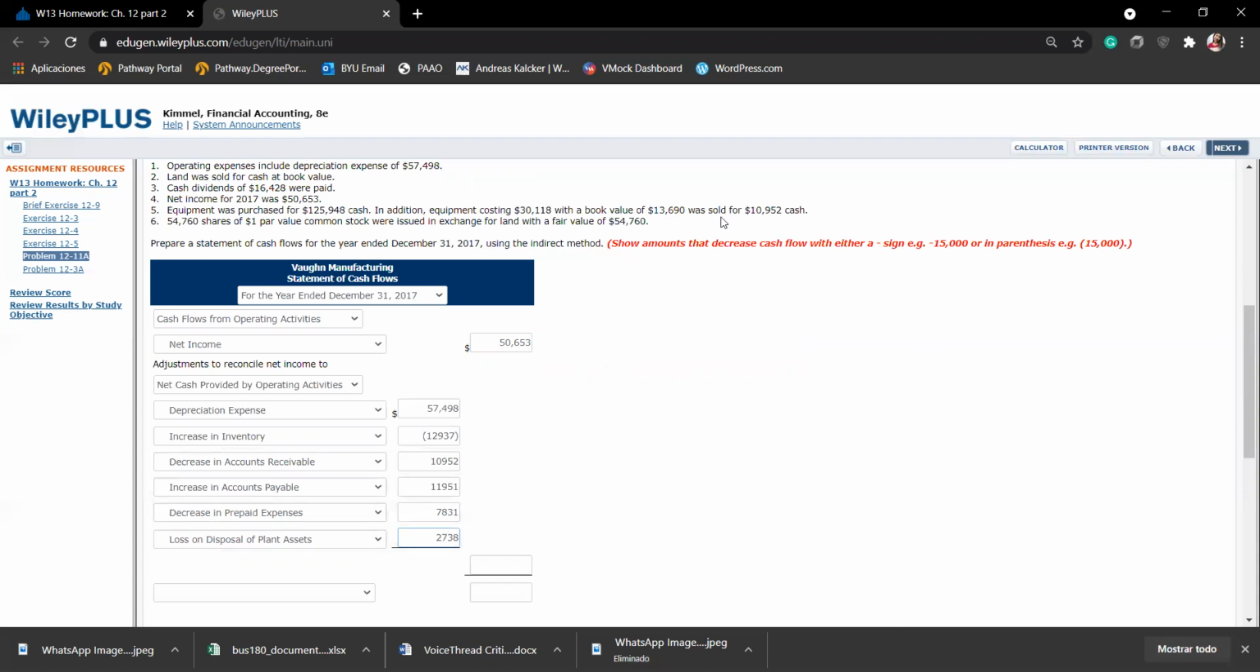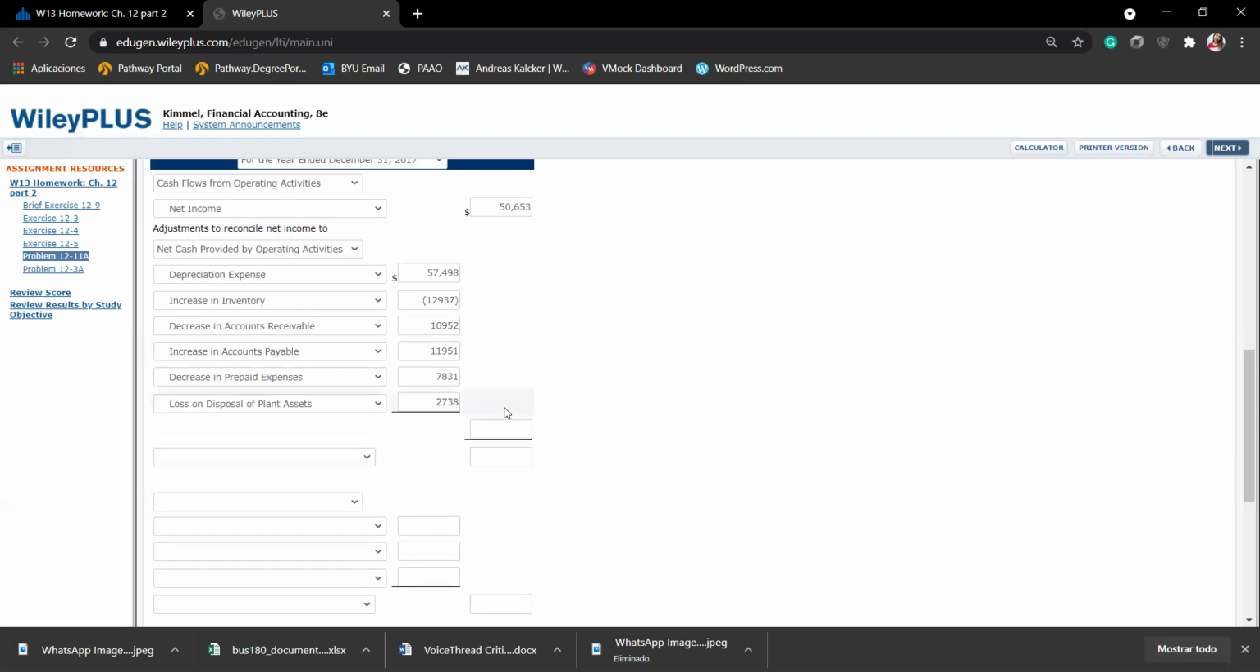Okay, and this is positive because in the cash flow, a loss on disposal is positive and a gain on disposal is negative. In this case, it's positive because there is a loss. How we got there, we subtract both amounts: the book value less the amount that was sold. We are going to sum all of these adjustments.